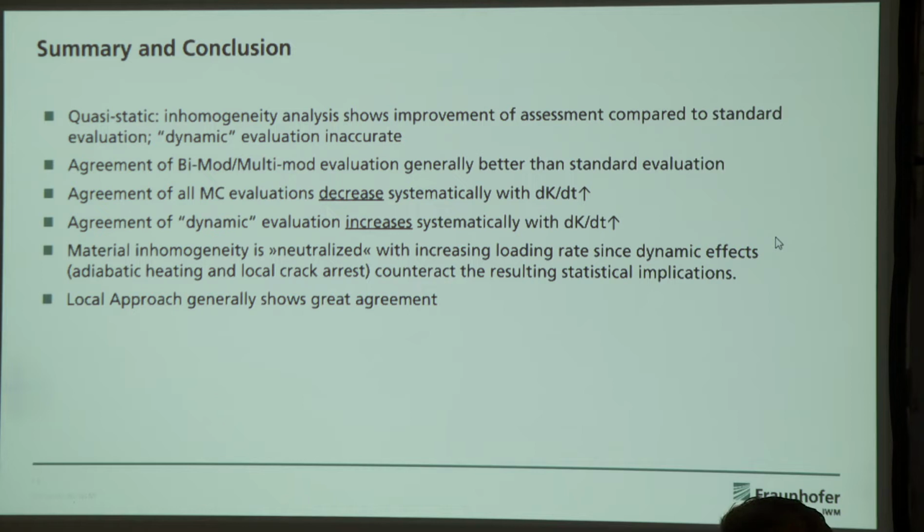And the reason, or my interpretation why this is the case, is that we have these three mechanisms. We have inhomogeneity, which is linked to microstructural variations within the microstructure most likely, and this is something that widens the distribution function. And then if you have these additional mechanisms such as adiabatic heating and crack arrest, these are both things that squeeze the distribution function further. So if you increase loading rate, then these counteract these statistical implications of the material inhomogeneity, and they therefore get neutralized. Generally, the local approach shows a better agreement, but that's more than expected because it also considers heat generation and also has a couple more parameters that you can use to adjust.